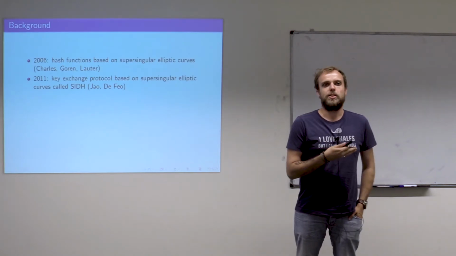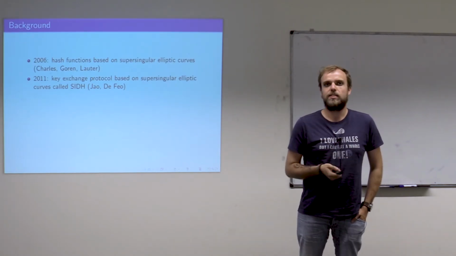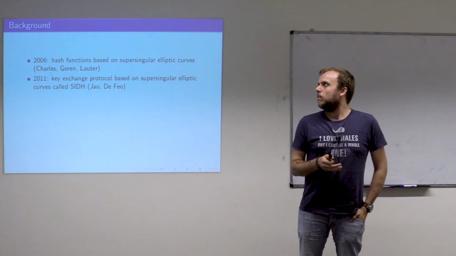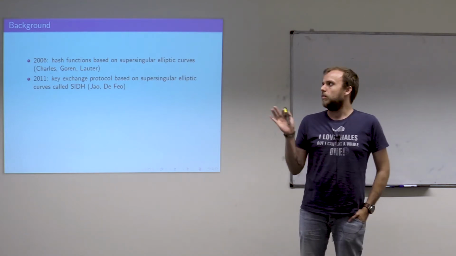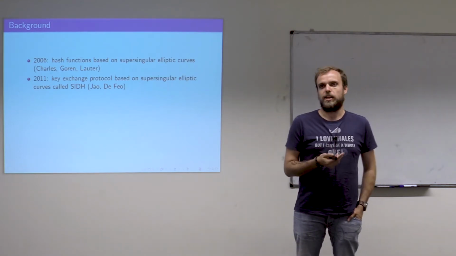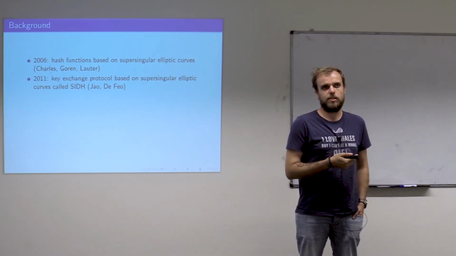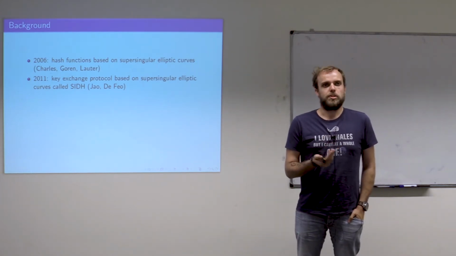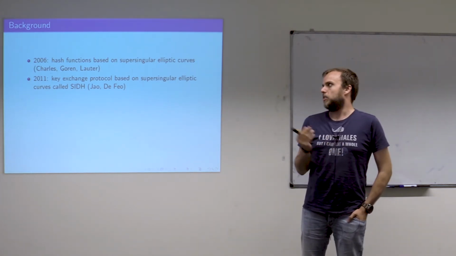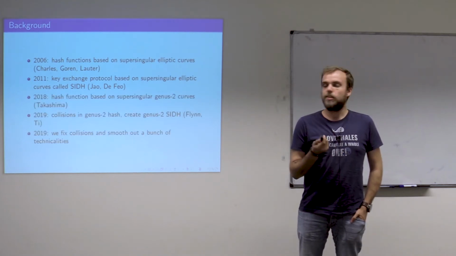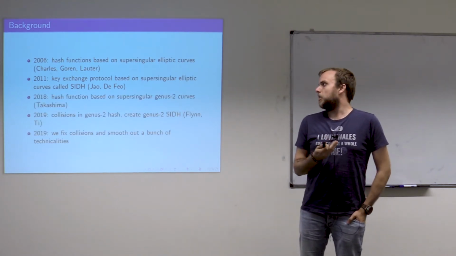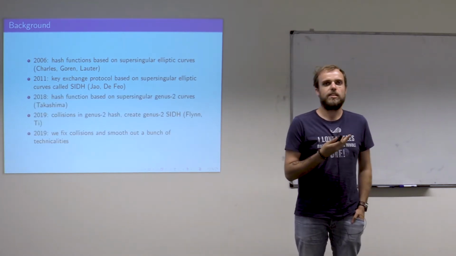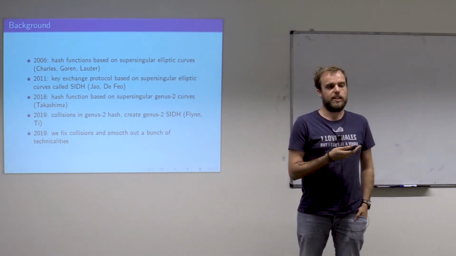Now, elliptic curves have been used a lot in cryptography in the past decades, isogenies lately as well, even in the 90s already, but specifically in 2006 there was a hash function based on supersingular elliptic curves. Then 5 years later, some key exchange protocol with quantum computers in mind was developed by Zhao and DeFeo. Now, last year, Takashima actually generalized this hash function to the genus 2 curve case.